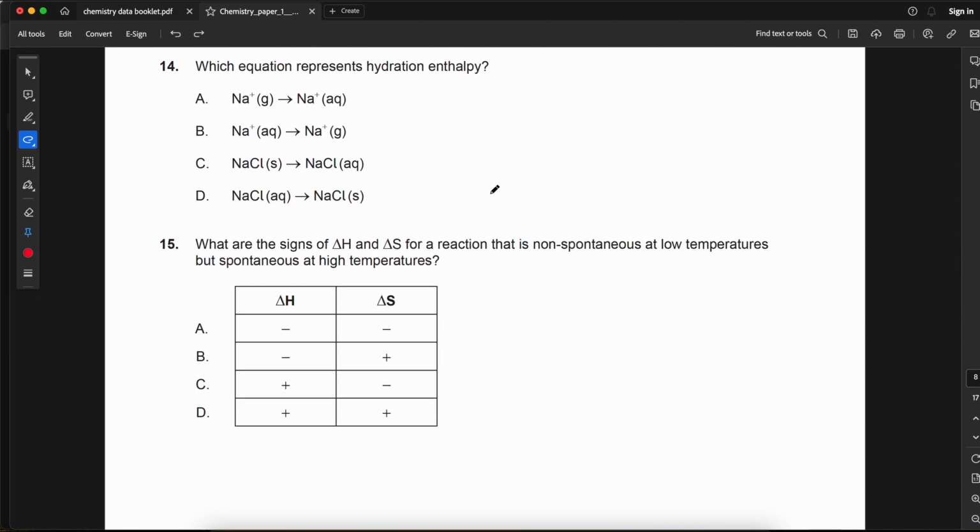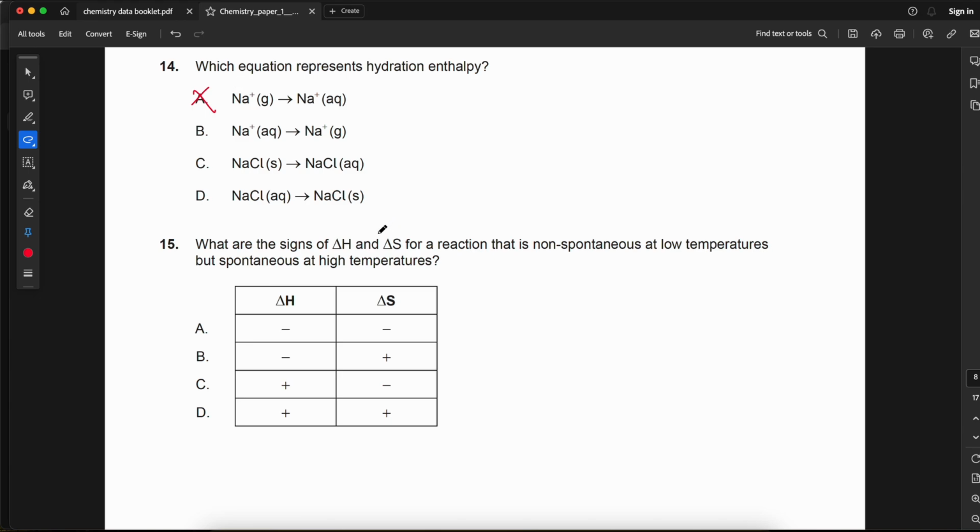Which equation represents hydration enthalpy? Hydration enthalpy is surrounding the gaseous ions by water molecules. So it should start from gases first, and then when it is surrounded by water molecules, it becomes aqueous. So that would be A.